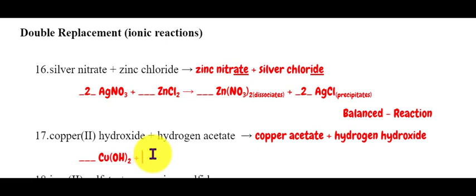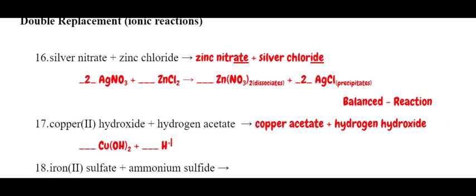Plus hydrogen +1. Acetate is quite the polyatomic ion. Acetate is C2H3O2. And that whole ion altogether has a -1 charge. So +1, -1, hydrogen acetate is neutral.